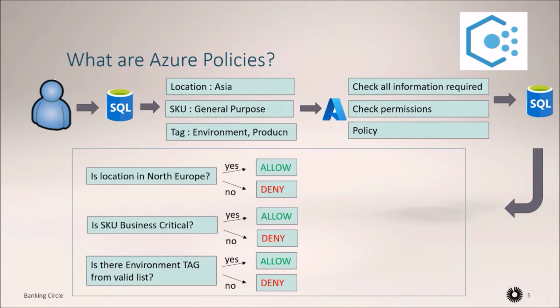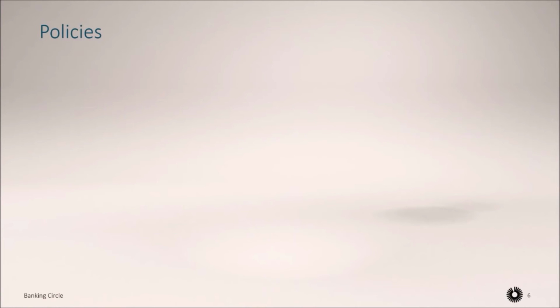Once you've defined your policy rules, you can use them to deny creation of new resources or just audit your current estate to see what existing resources don't meet your policy rules. Even fix resources in some cases that don't meet the rules. That gives you an idea of what policies can do. Let's look at how it works.